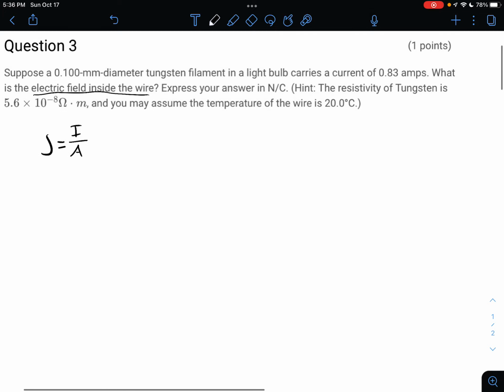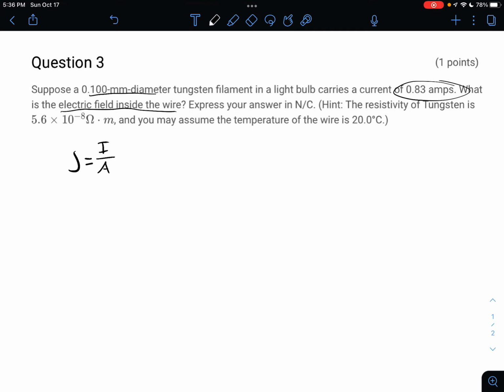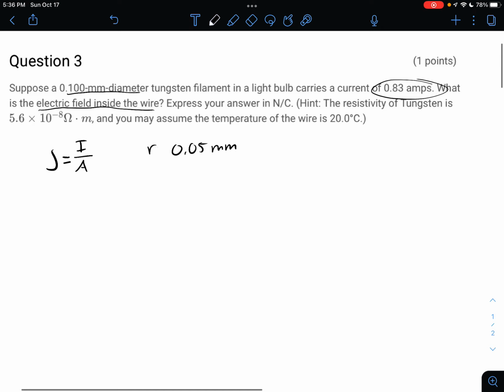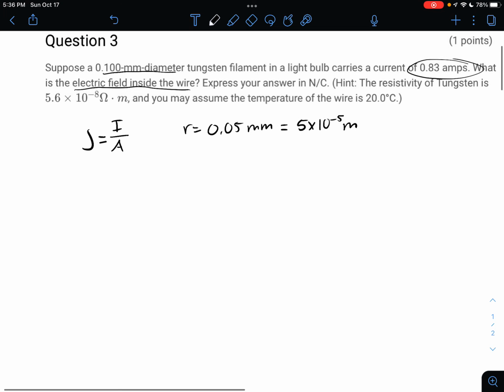So we're given the current of 0.83 amps, and we just need the cross-sectional area. Since we have a 1 millimeter diameter, that's going to give us a 0.05 millimeter radius, because diameter is twice the radius. And if we're getting everything into base units like we always do, that's 5 times 10 to the negative fifth meters. So you're just going to multiply by 10 to the negative third.